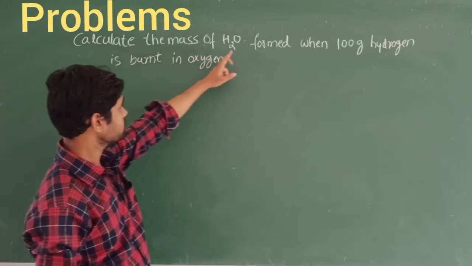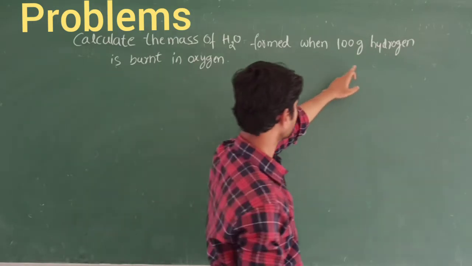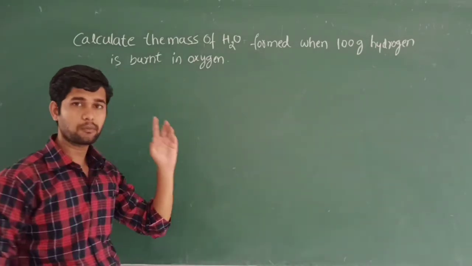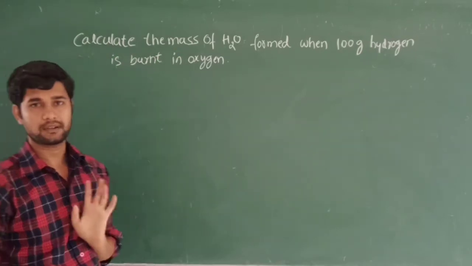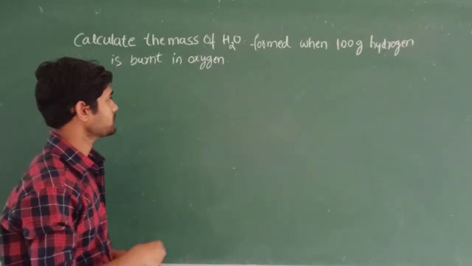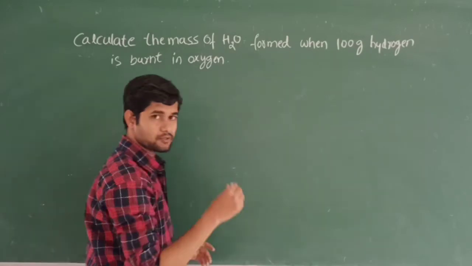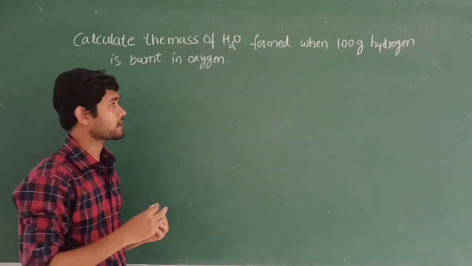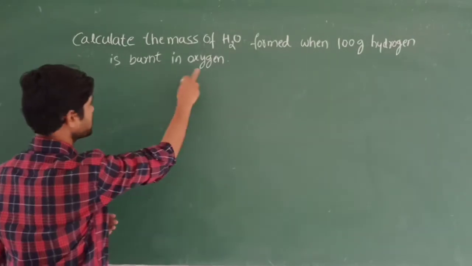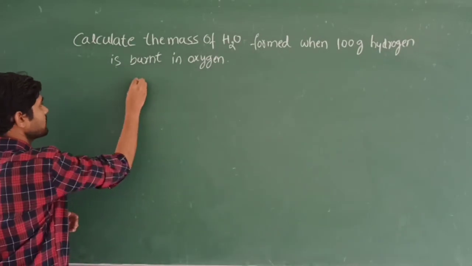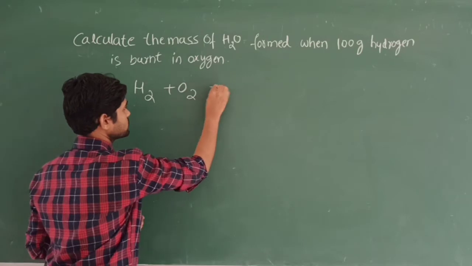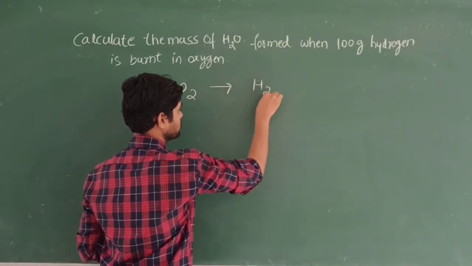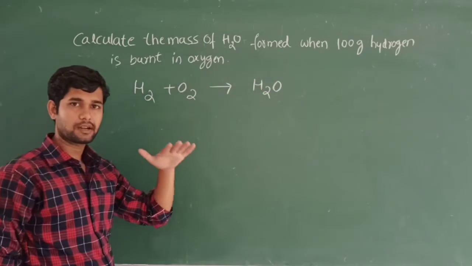Calculate the mass of the water formed when 100 gram of hydrogen is burnt in oxygen. We should calculate the mass of the water. Okay, let's see. First we should write the reaction. It says hydrogen is burnt in oxygen. So first is hydrogen that is going to burn in oxygen, which gives rise to the water molecule, right?